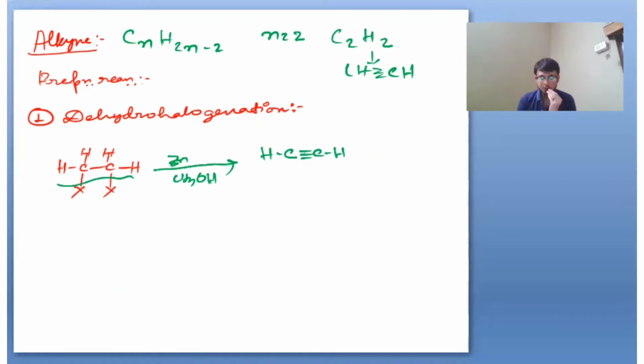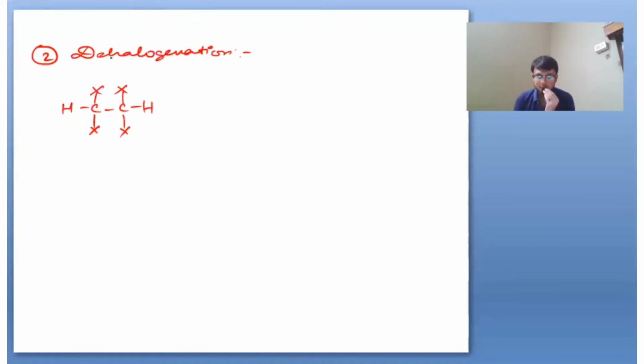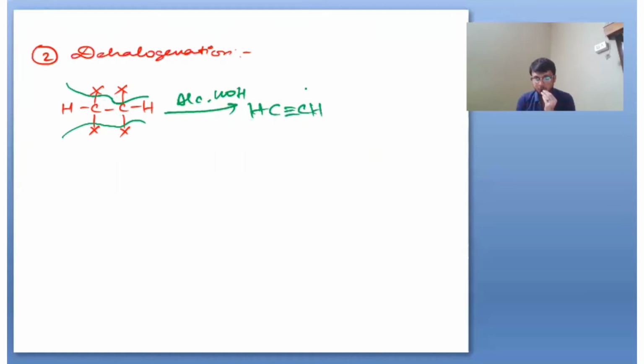Okay. Next is our dehalogenation reaction. So we also have done it, that is alcoholic KOH, the elimination will happen here. So this bond will get broken and this bond will also get broken. So two bonds are getting added here, that's why it is a triple bond here, right? So the product will be like this.